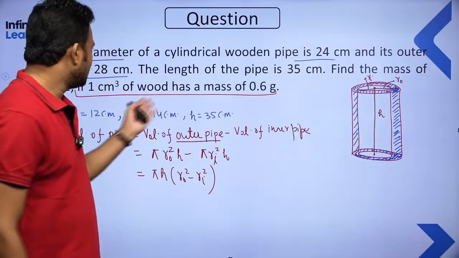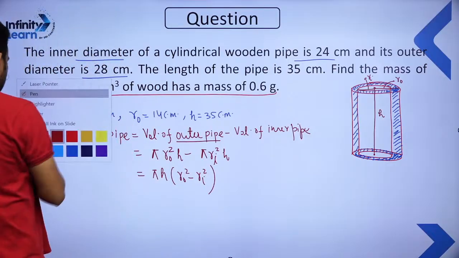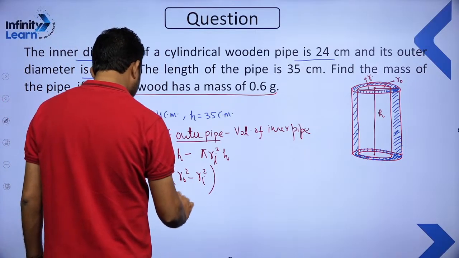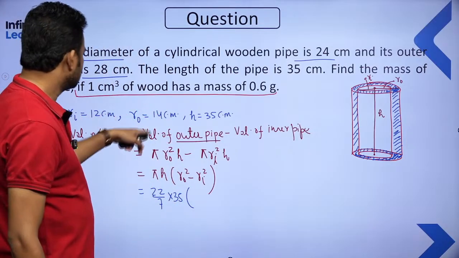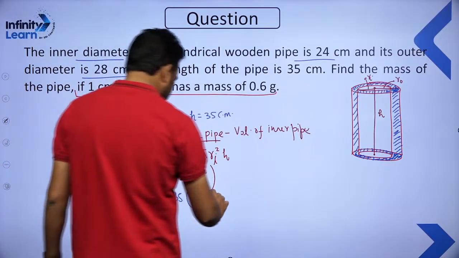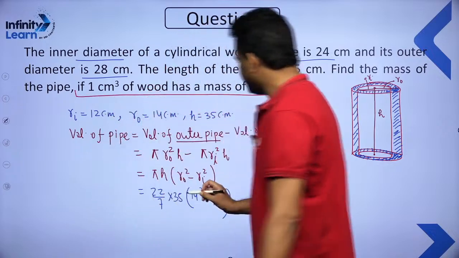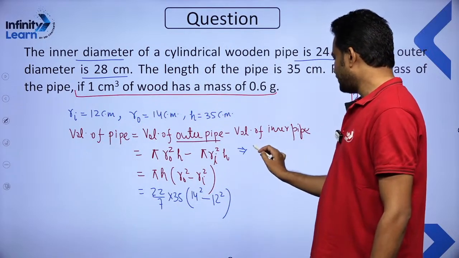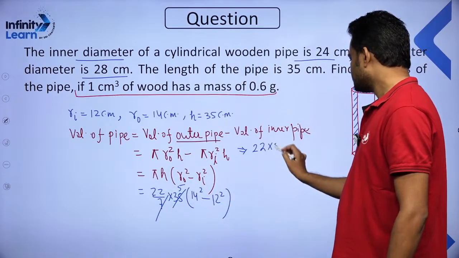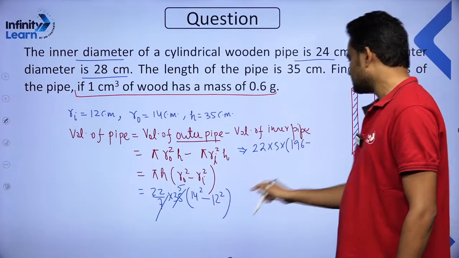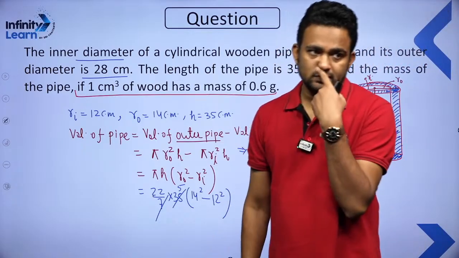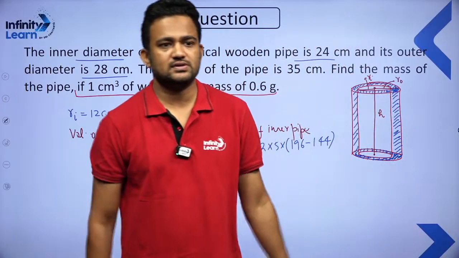Right? So everything is given. Let us find the volume of the pipe first. Let us put the values, guys. Pi is 22/7, h is 35, Ro is 14, so 14 square, and Ri is 12, so 12 square. Let us simplify over here. 22/7 simplifies with 35 to give 5. So 22 into 5 into 14 square is 196 and 12 square is 144. What is the difference of 196 and 144?